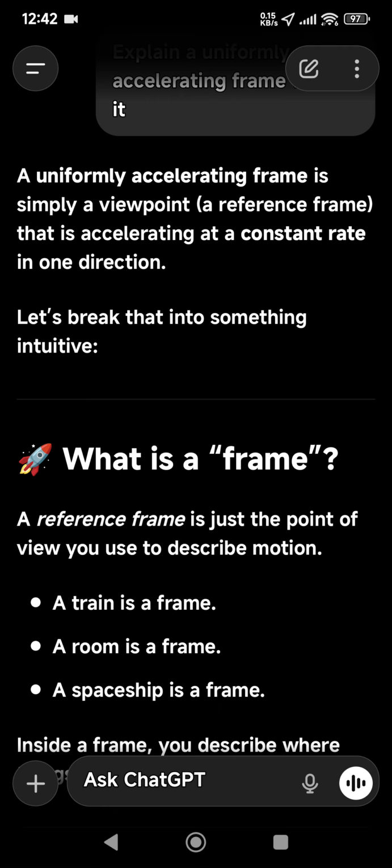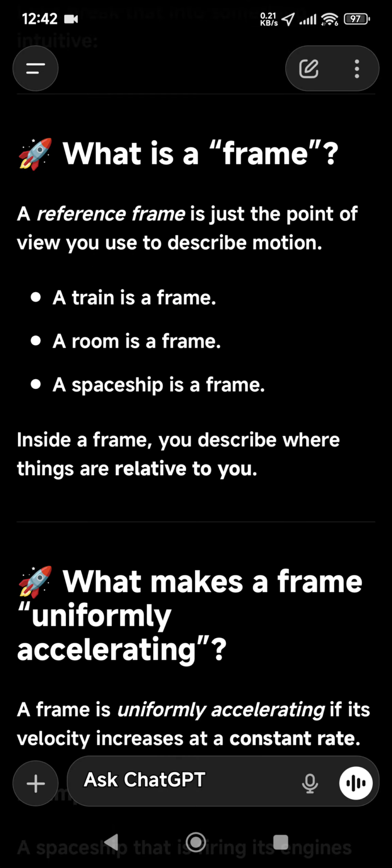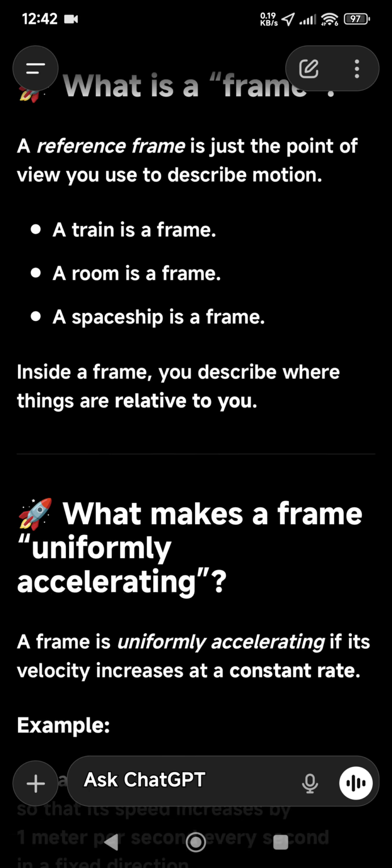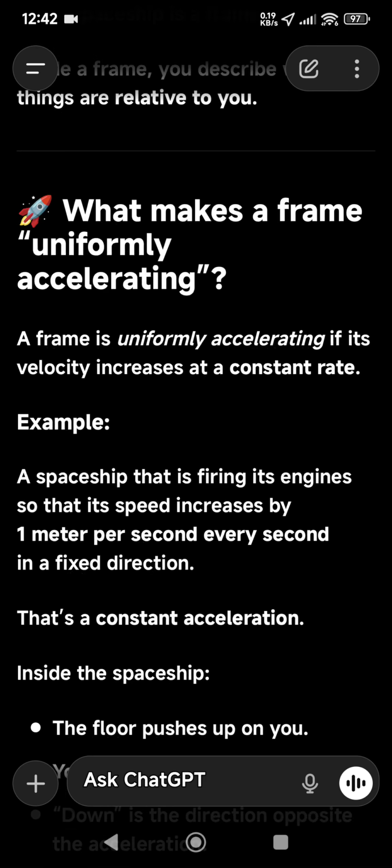Let's break that into something intuitive. What is a frame? A reference frame is just the point of view you use to describe motion. A train is a frame, a room is a frame, a spaceship is a frame. Inside a frame, you describe where things are relative to you.